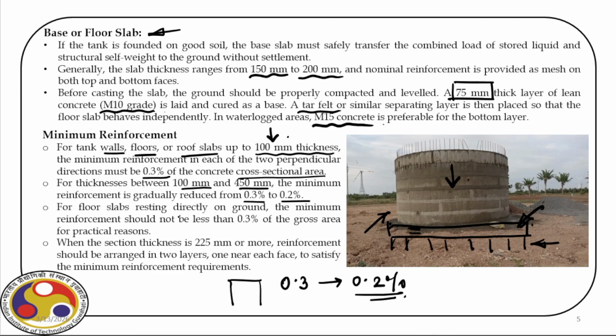So in any case, we have to provide this much reinforcement. For floor slabs resting directly on ground, the minimum reinforcement should not be less than 0.3% of the gross cross-section area. And when the section thickness is 225 millimeter or more, reinforcement should be arranged in two layers, one layer near each face. If you recall, I already explained that if the thickness is more, we have to have two layers on each face to satisfy the minimum reinforcement requirements. If the thickness is small, we can have a single layer only.